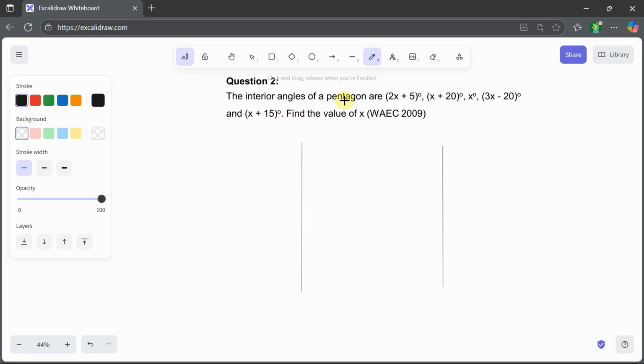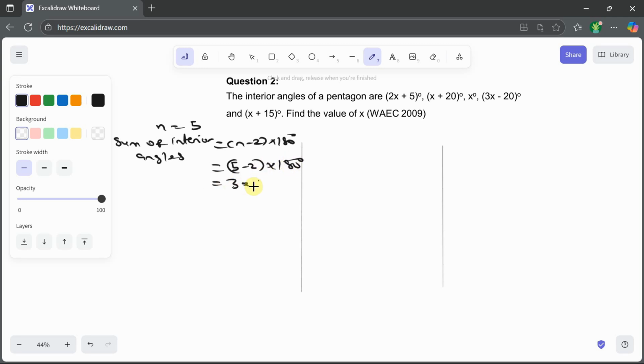If the interior angles of the pentagon are these, we know that the sum of interior angles is equal to n minus 2 times 180 degrees. And our n is going to be 5. So 5 minus 2 times 180 degrees will give you 3 times 180 degrees, and this will give you 540 degrees. So the sum of the interior angles is 540 degrees. If I sum up all these interior angles, they must add up to 540 degrees.